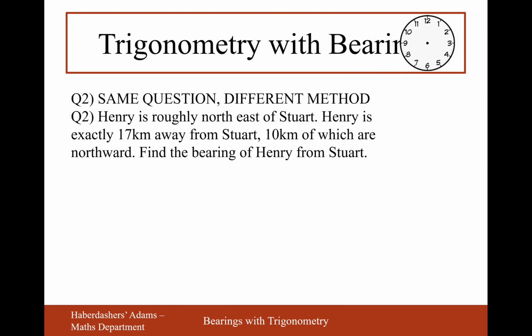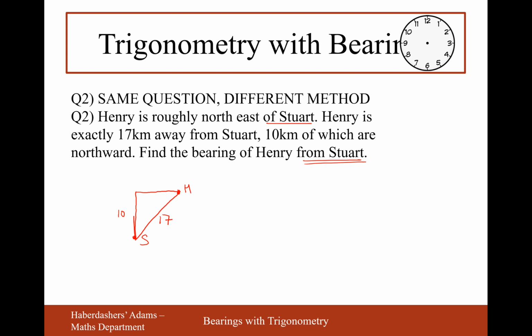Let's do the same question using a slightly different method. So I'm just going to draw my diagram slightly differently, but again it's going to be of Stuart. So Stuart will be in the centre of the diagram. And Henry is exactly 17 kilometres in the northeast direction. So here will be Henry, and I'll draw my line up to 10 kilometres and then across to Henry, with the total distance being 17. Find the bearing of Henry from Stuart.